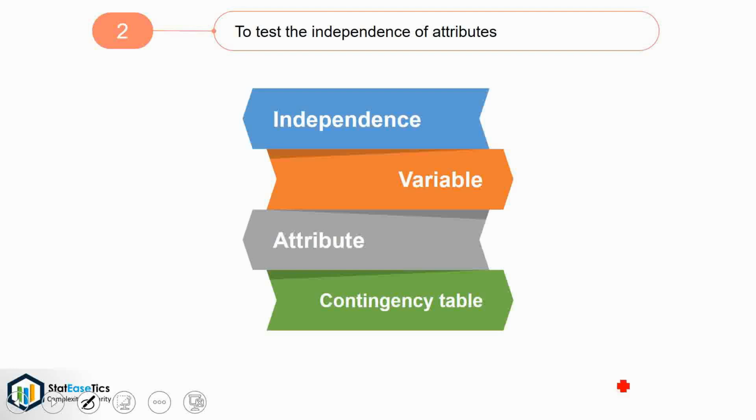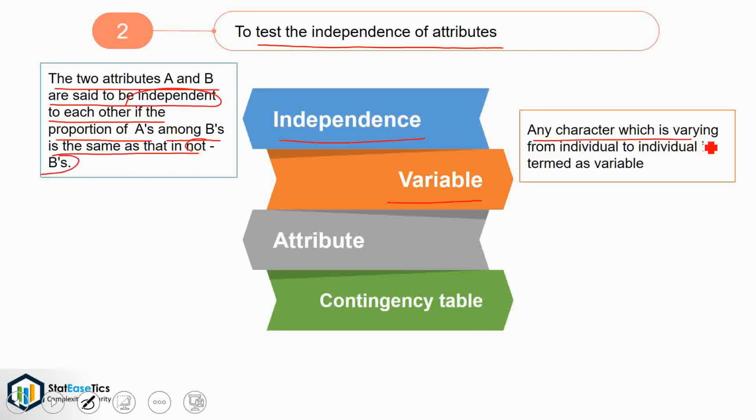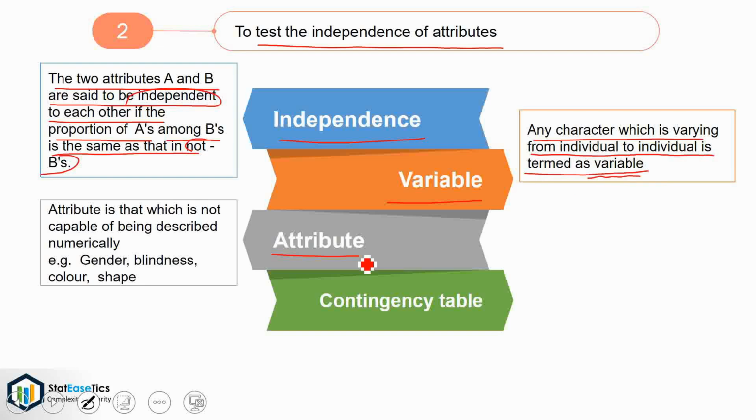Now let's see the second use of chi-square, that is test of independence of attributes, in detail. For it, let's check out some of the terminologies associated with it. Independence. The two attributes A and B are said to be independent of each other if the proportion of A's among B's is the same as that in not B's. Variable. Any character which is varying from individual to individual is termed as variable. Attribute. Attribute is that which is not capable of being described numerically, for example, gender, blindness, color, shape, etc.